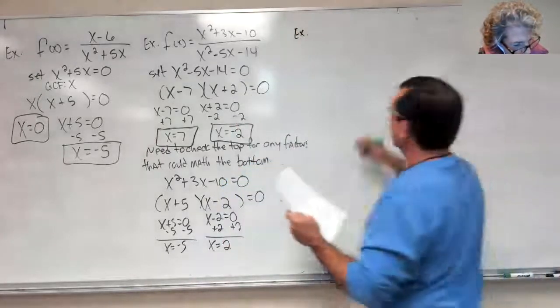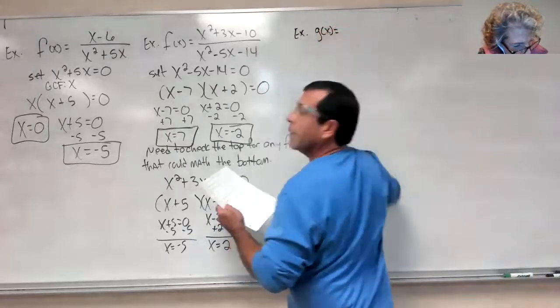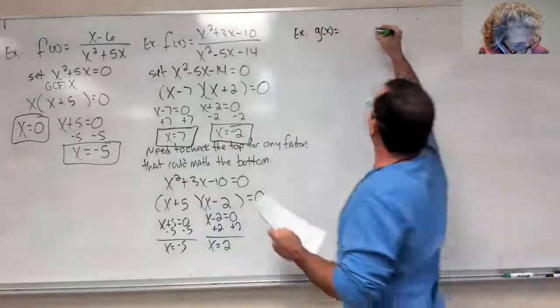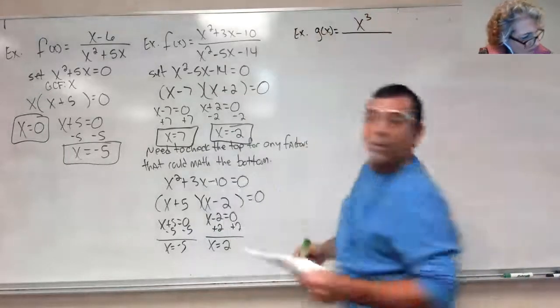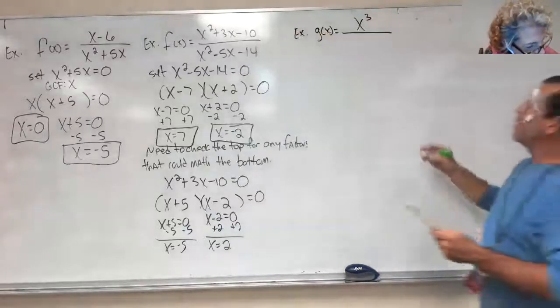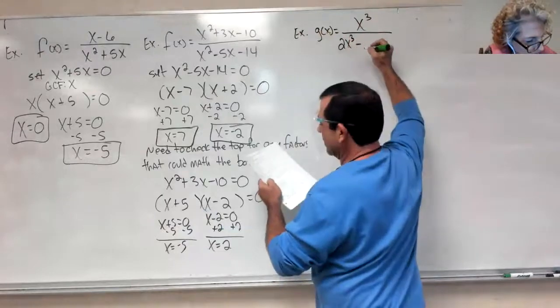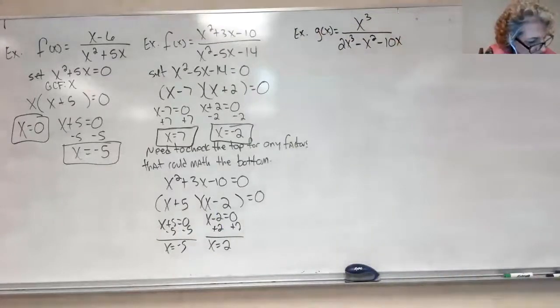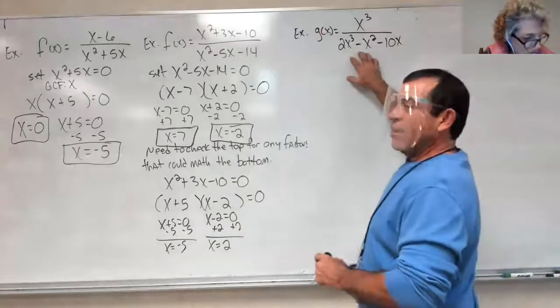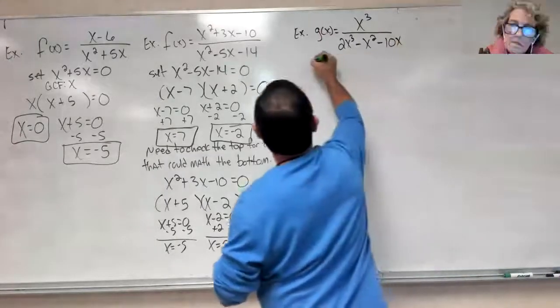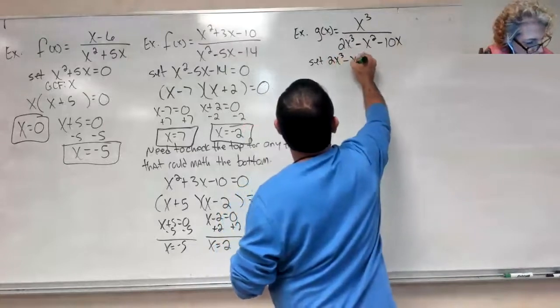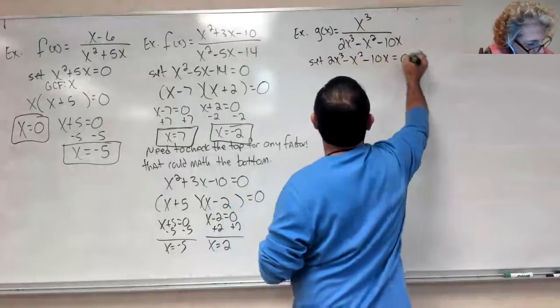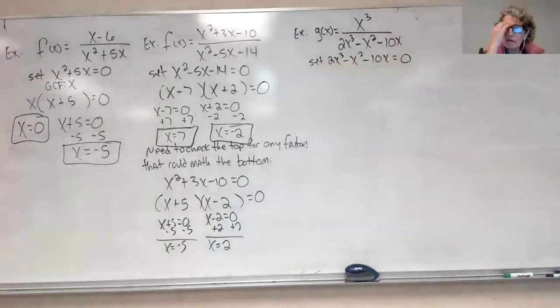So I'm going to do g of x. g of x is going to equal x to the third on top, all over 2x to the third minus x squared minus 10x. So we will start out by setting that bottom equal to 0. So that's not a quadratic yet because I don't have an x squared in the front. I got an x to the third in the front.